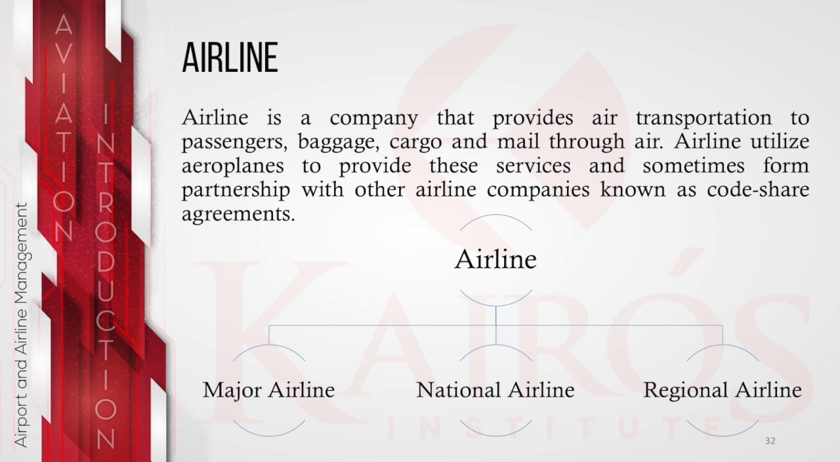Airline. What is an airline? Airline is a company that provides air transportation to passengers, their baggage, cargo, and mail through air. Airlines utilize aeroplanes to provide these services and sometimes form partnerships with other airline companies, known as codeshare agreements. There are three types of airline: major airline, national airline, and regional airline.